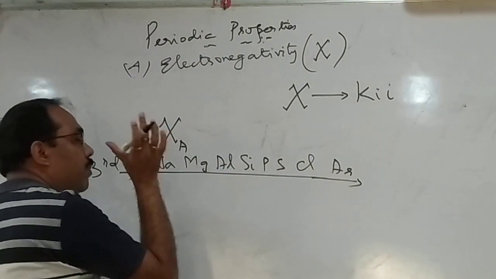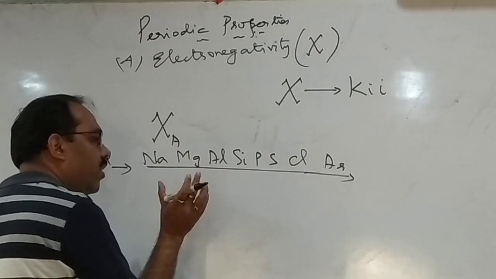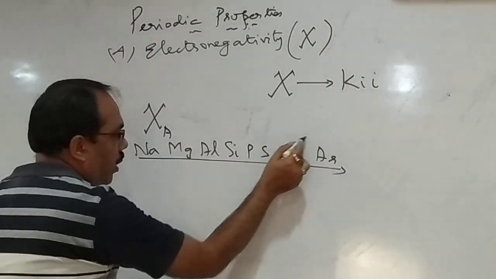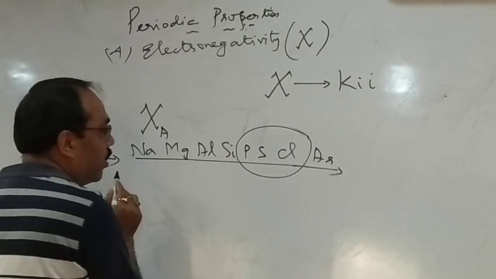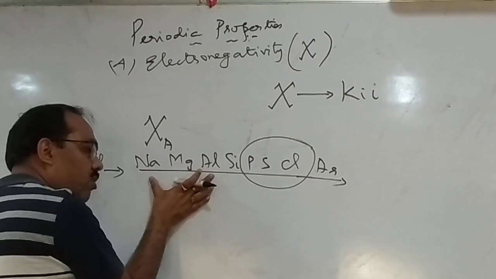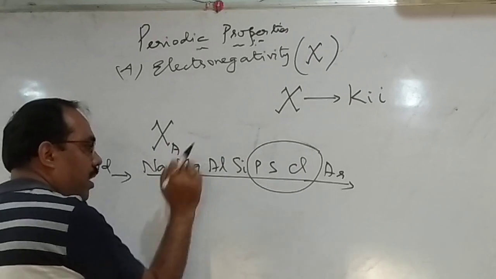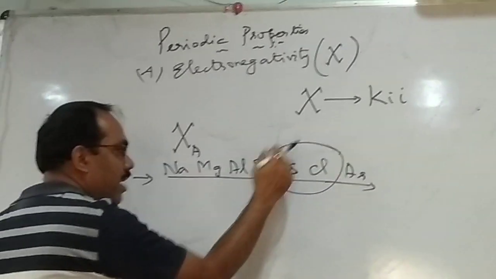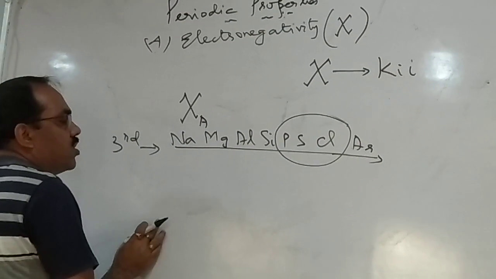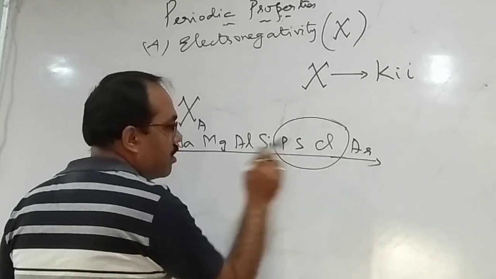Again I repeat the definition: it is the tendency of an atom to attract a shared pair of electrons towards itself. Sharing is going to take place in these particular cases, because on the left side the elements have a tendency to lose electrons, and losing means forming a cation. On the right side, the elements have a tendency to gain and share, so sharing of electrons takes place here. As sharing takes place here, these elements have the maximum electronegativity.